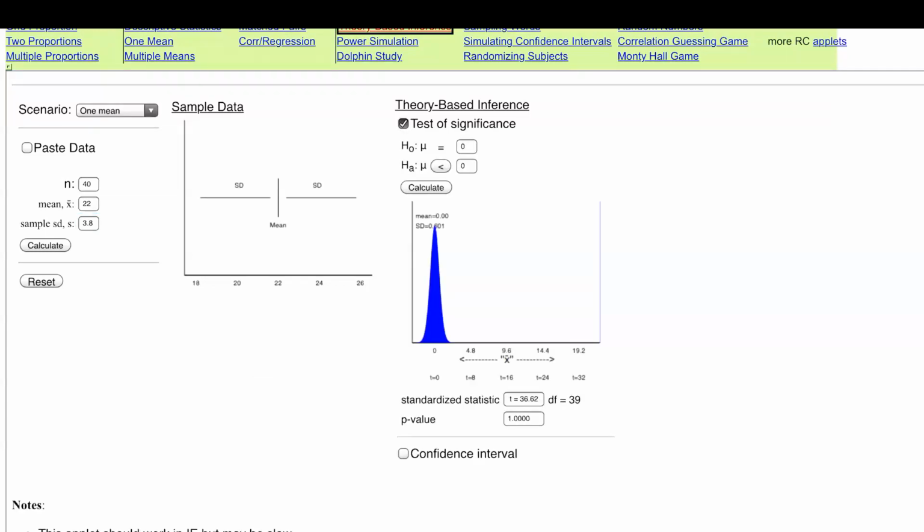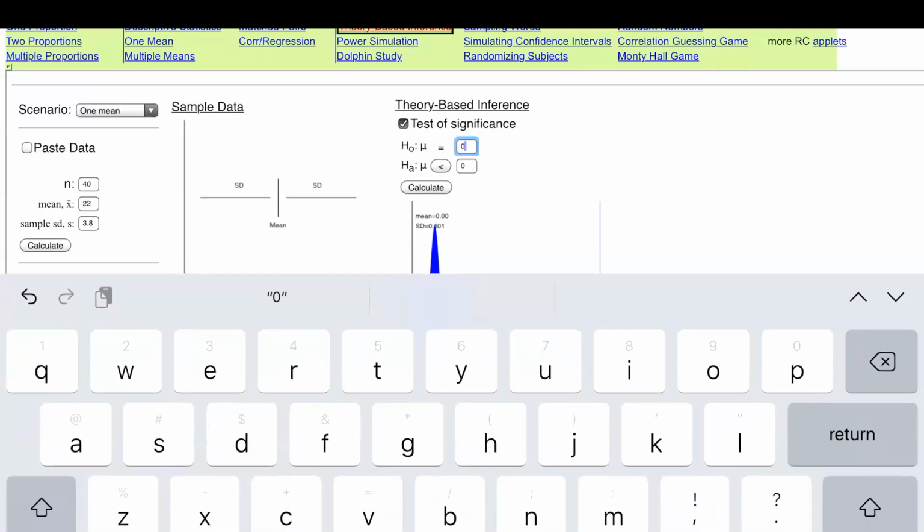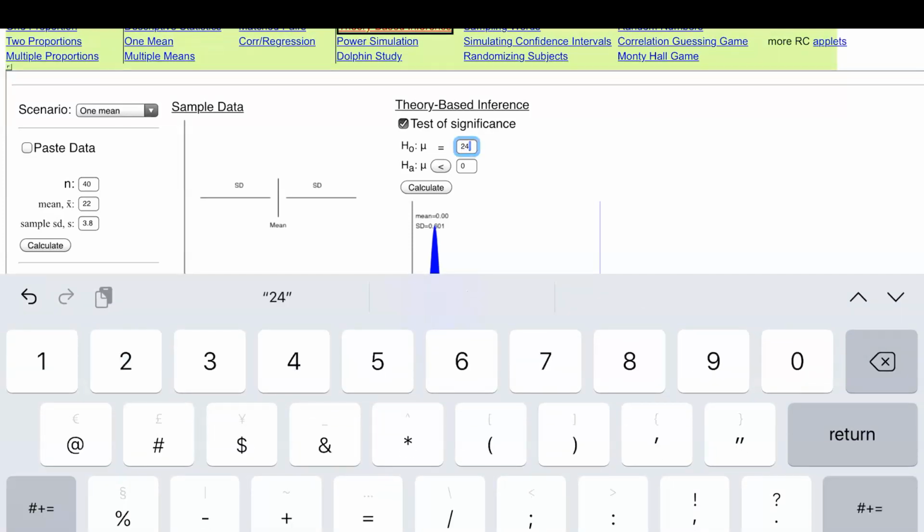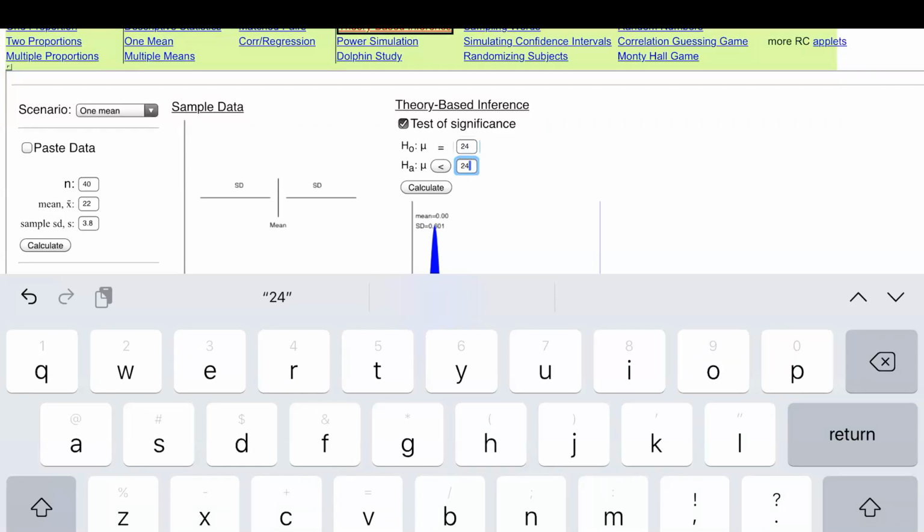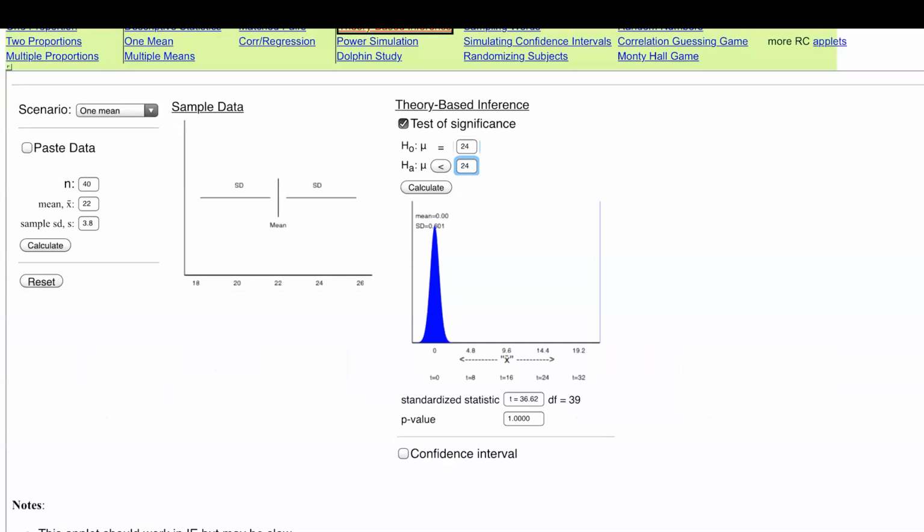But we want to go over to theory-based inference and do test of significance. So we want to put in the number in the null hypothesis of 24, and you'll notice that once you click out of that, the applet automatically puts 24 in the box for the alternative hypothesis. So the null and alternative hypotheses should always be about the same number. Now the null is saying that mu equals 24. Remember, we don't know the value of mu, but we're making an assumption about it to be able to do our testing. And then the alternative research conjecture was that mu is less than 24.